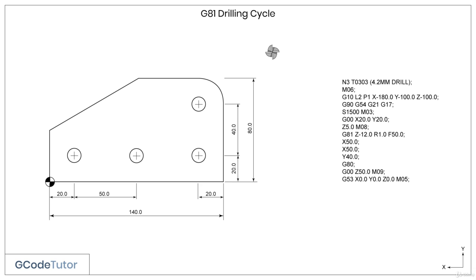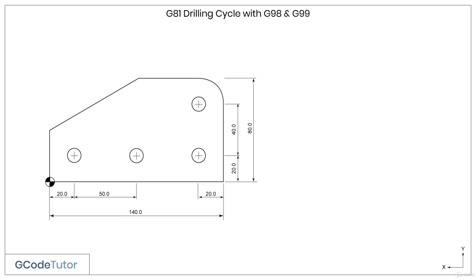Using G53 tells the machine that we now wish to use our machine datum. So X, Y and Z at 0 takes the machine back to the machine's 0 point. M05 stops the cutter from rotating. And we finish this section of the program off with M01, our optional stop command. So that's what a basic G81 drilling cycle looks like.